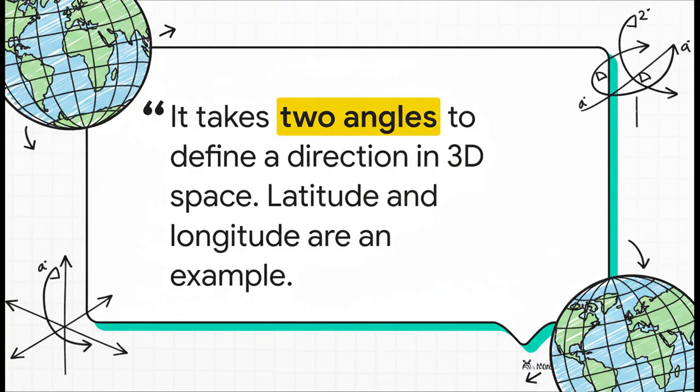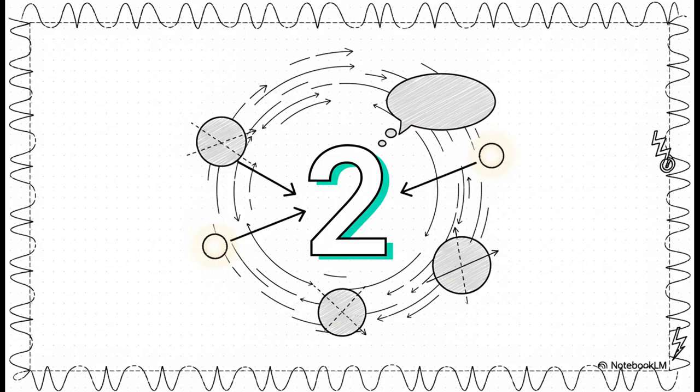Well, think about it this way. How do we find any spot on Earth? We just need two numbers, right? Latitude and longitude. With just those two, we can specify any location on the entire planet. And it turns out the exact same principle applies here. To define a direction in 3D space, all you need are two angles. So from a purely geometric point of view, the answer seems pretty simple. 2. It kind of feels like we've solved our puzzle already. But, and this is a big but, we're in the quantum world now, and things are rarely that simple. It's time to see what the math has to say.